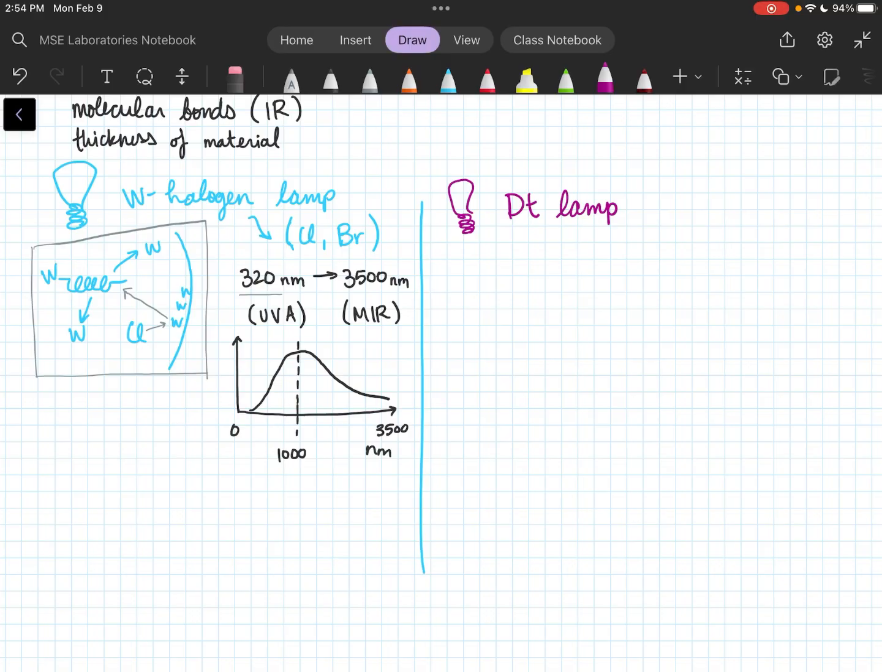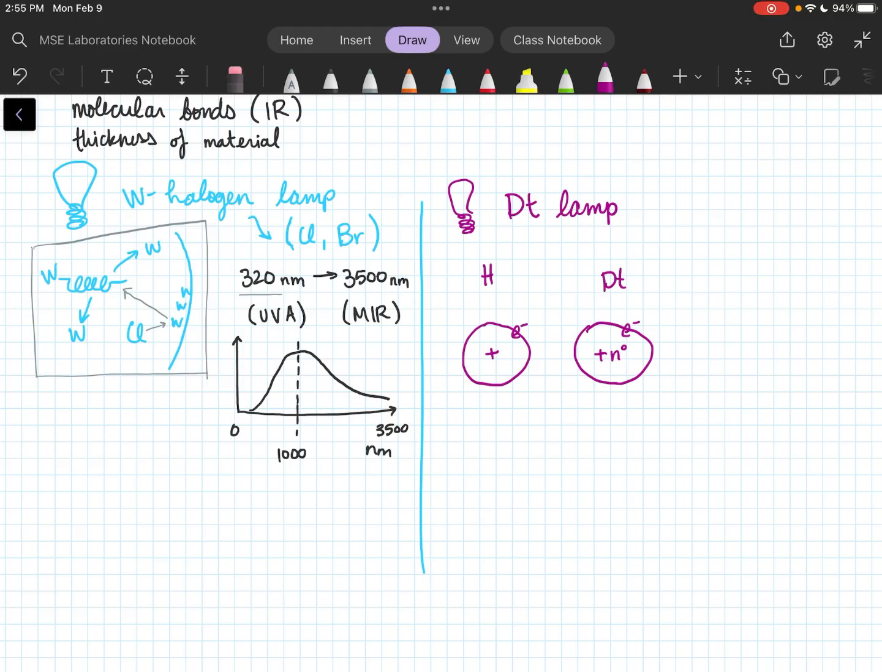So the UV lamp is called a deuterium lamp, DT. Do you know what deuterium is? It is an element, but it's an isotope of a better known element. Hydrogen is a proton surrounded by one electron. That's hydrogen. Deuterium is a proton and a neutron surrounded by one electron. So it's just a slightly heavier hydrogen.